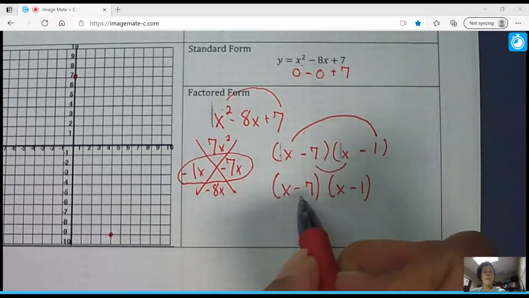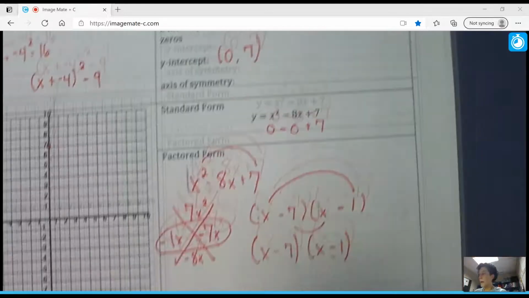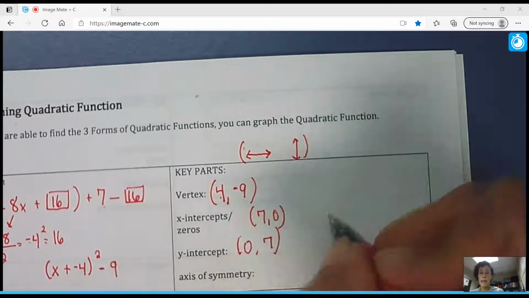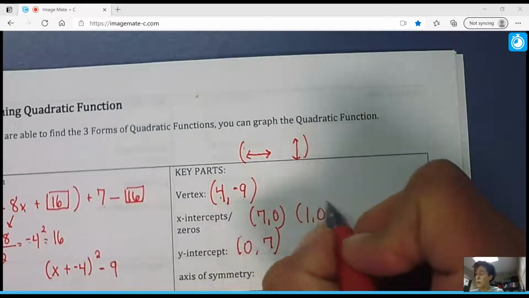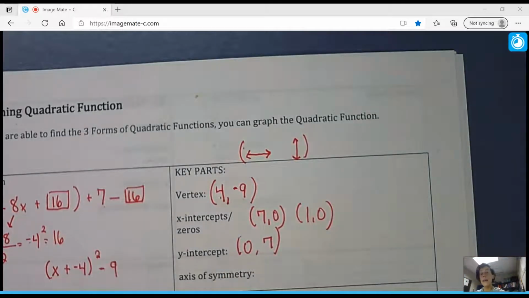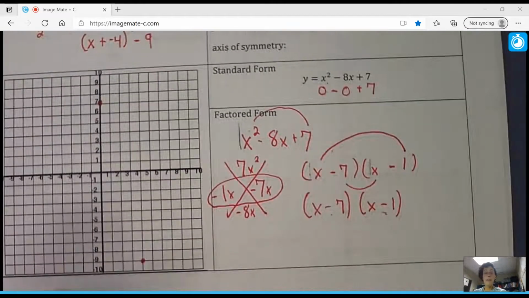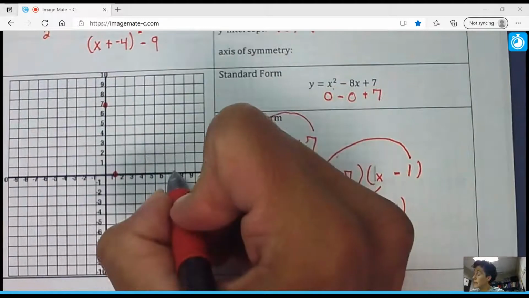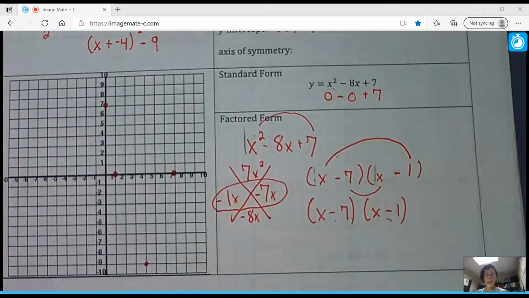The x-intercepts, the trick is we're going to take the opposite of what we see in here. So if I take the opposite of this, I see a negative 7, so one x-intercept will be the opposite of that, of 7, and this one will be 1. And so one x-intercept is going to be 7, 0, and the other one is 1, 0. Now I'm going to graph my x-intercepts. My x-intercepts are where they hit the x-axis. So here's 1, 0, and here's 7, 0. And now we're going to graph it.